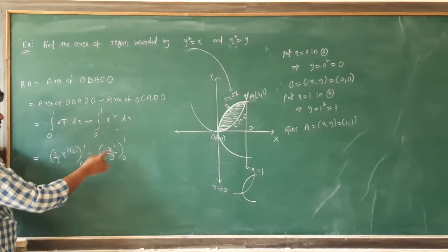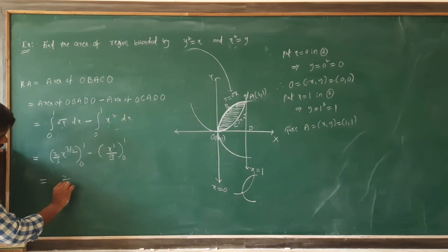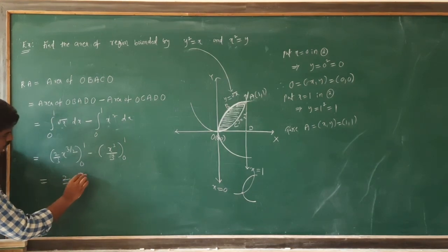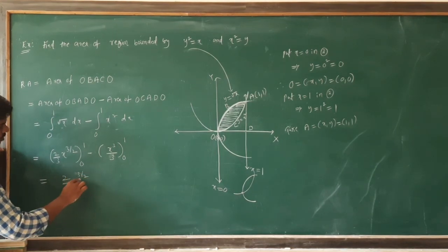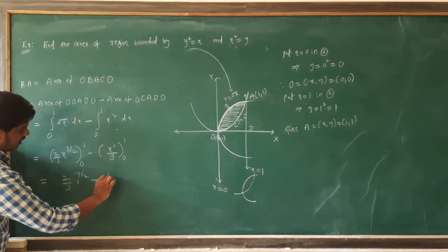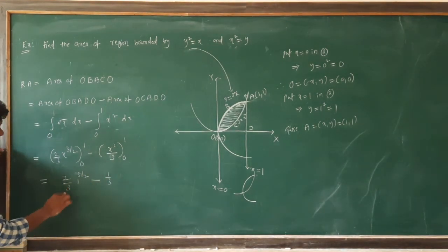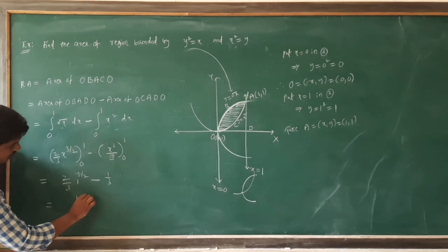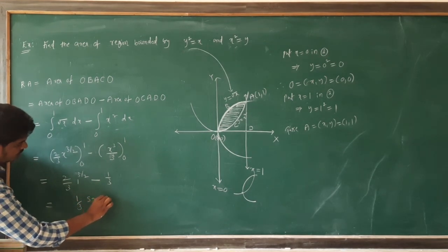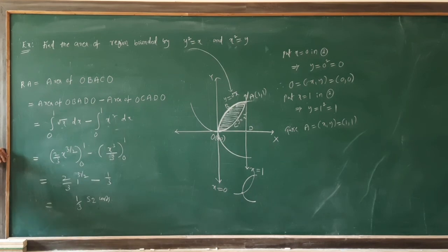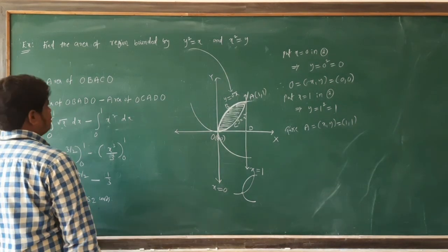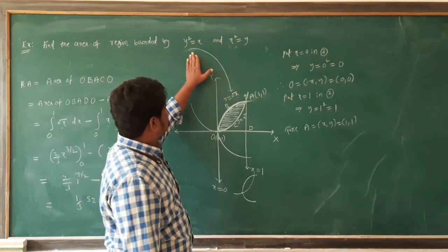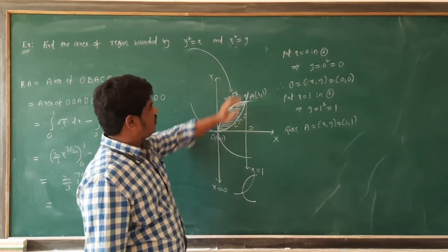Substitute 0 gives 0 automatically, so just substitute the upper limit only. 2 by 3 into 1 to the power of 3 by 2 minus 1 by 3. The final answer is 2 by 3 minus 1 by 3, which is 1 by 3 square units. This is the answer for the region bounded by y square equals x and x square equals y.